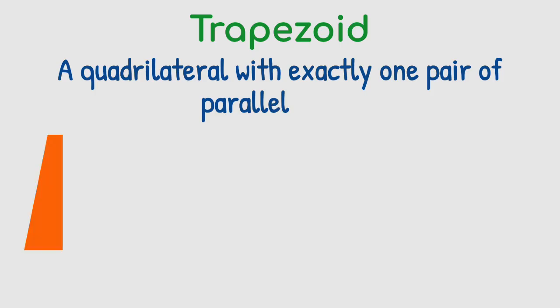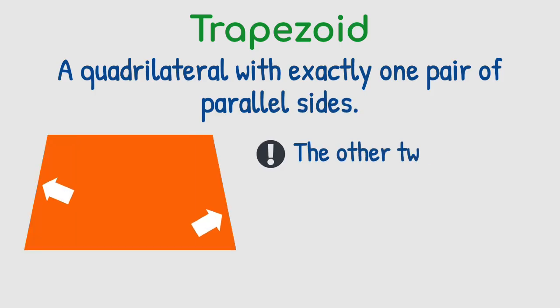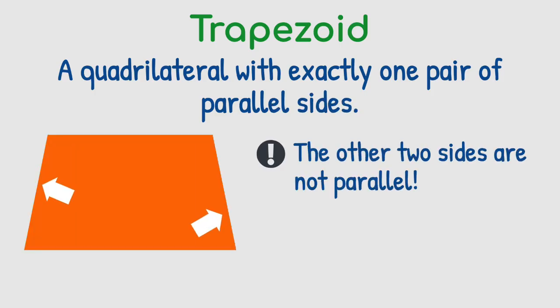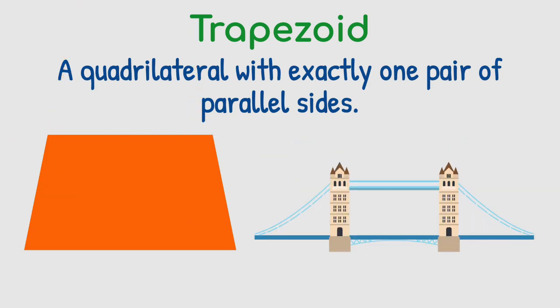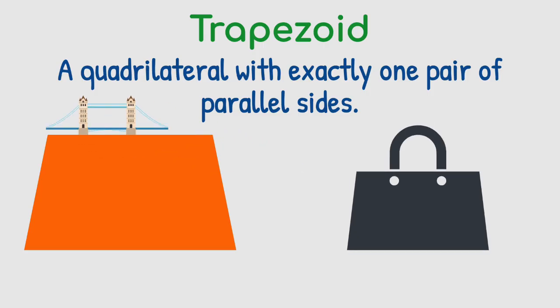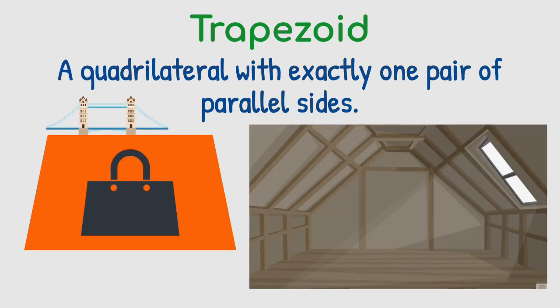Trapezoid. A quadrilateral with exactly one pair of parallel sides. The other two sides are not parallel. A trapezoid looks a bit like a triangle with its top cut off. You can spot trapezoids in bridges, certain handbag shapes, and many roof designs.